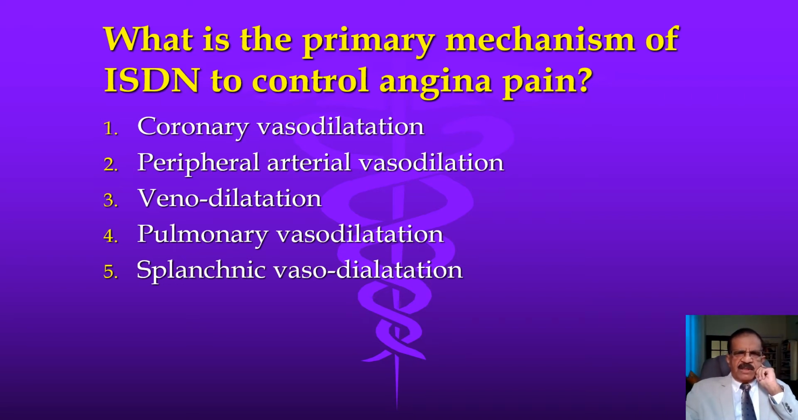The answer is venodilatation. Of course, it has some role on the coronaries also, but the mechanism which actually reduces cardiac output is the third one, venodilatation. More blood stays back in the peripheral veins, less is brought back to the heart, and so there is less cardiac output and less oxygen requirement.